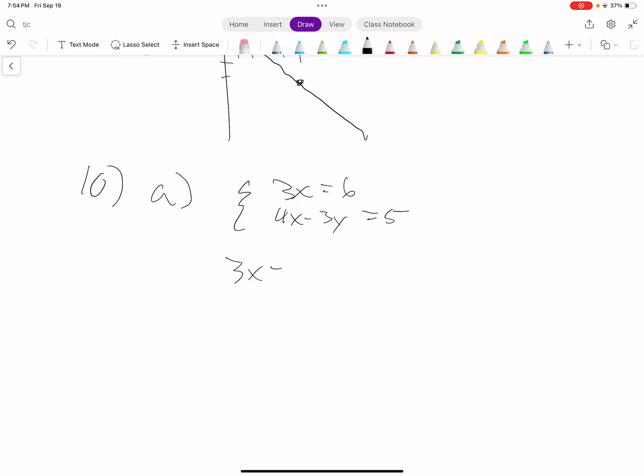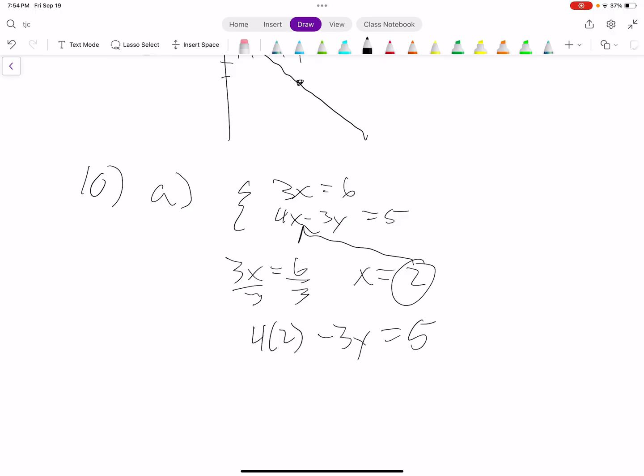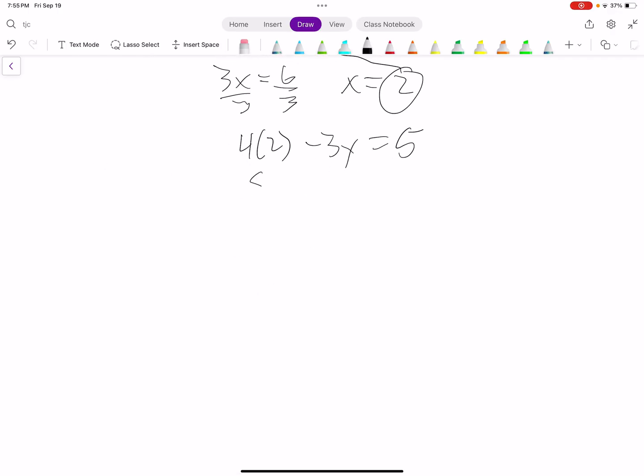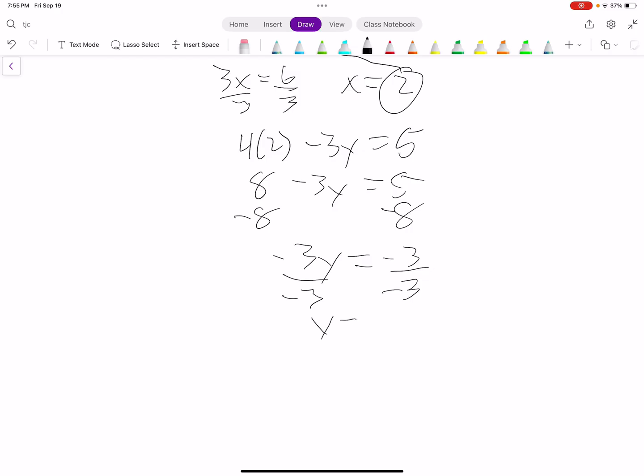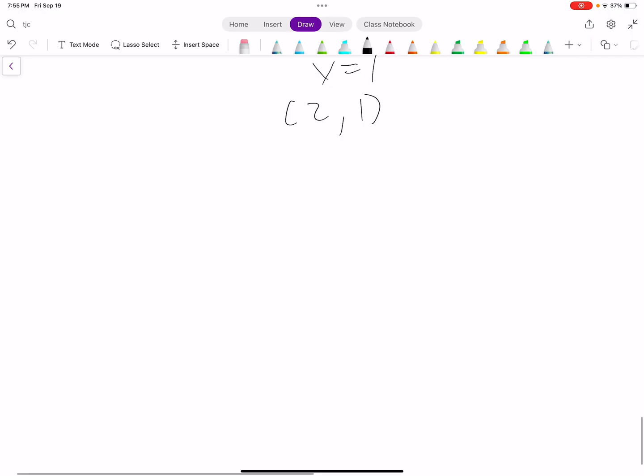So you do that by dividing both sides by 3. You get x equals 2. Then we're going to substitute that value into the bottom equation. So we're going to take 2 and plug it into here. So that's 4 times 2 minus 3y equals 5. So 4 times 2 is 8. Minus 3y equals 5. You subtract 8 from both sides. You get minus 3y equals -3. Then divide both sides by -3. We'll get y equals 1. Then we have our solution. Our solution is x equals 2, y equals 1. Okay, so that's the first one.